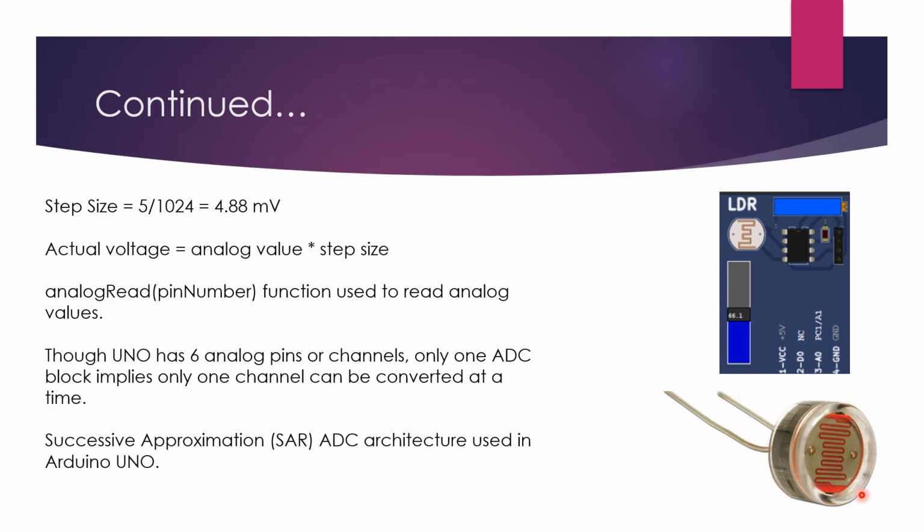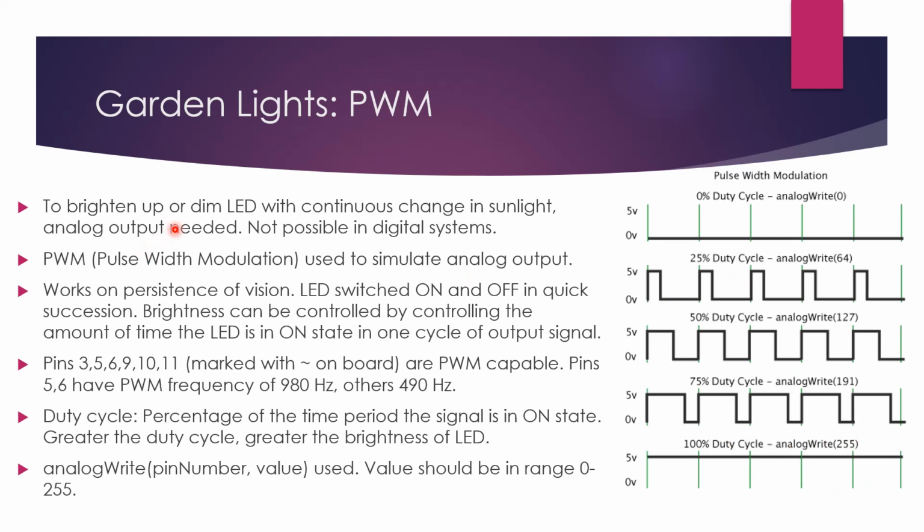This here is a real life LDR sensor, and this one here is the one which we use in our PixSim lab simulator. Now after reading the data from the LDR sensor about how intense the sunlight is, we need to control the brightness of the LED lights or the garden lights. So to brighten up or dim the LED with continuous change in sunlight, analog output is needed.